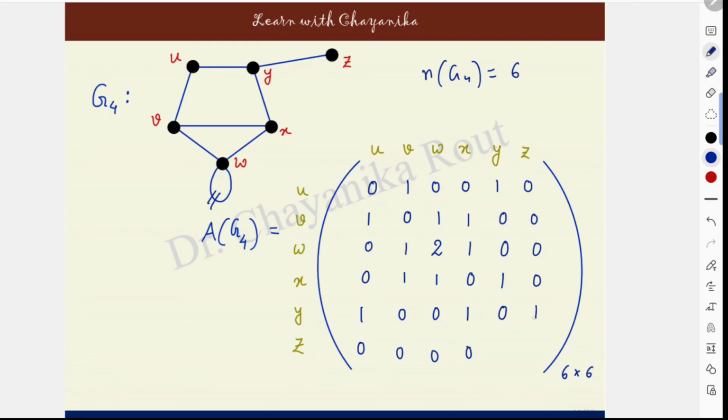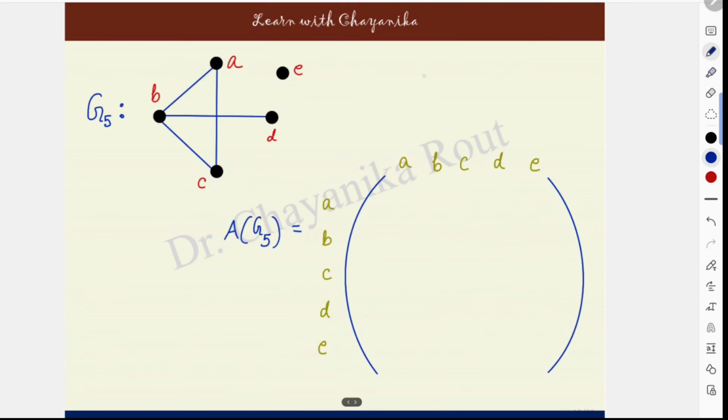Between Y and Z, one edge. So, here I have 1. Between Z and Z, no self loop at Z. So, it is 0. Here the graph G5 has 5 vertices. So, the adjacency matrix is a 5 cross 5 square matrix.